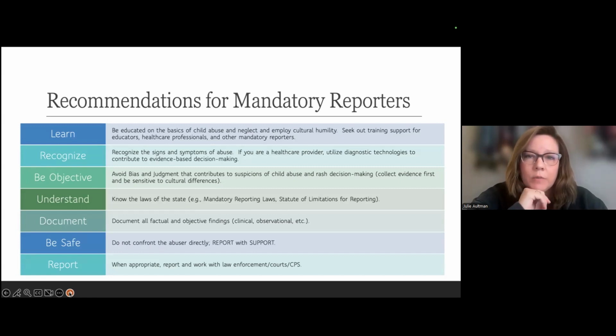But our recommendations for mandatory reporters, first and foremost, being educated on the basics of child abuse and neglect. And I think we have due diligence to educate our medical students, nursing students, dental students, and so forth. I realize that in many cases it's removed from curriculum or we don't have enough time to teach this, but it is really critical. And to seek out training support for ongoing CME and so forth. Having this opportunity even just to talk about it is helpful. Recognizing those signs and symptoms of abuse.